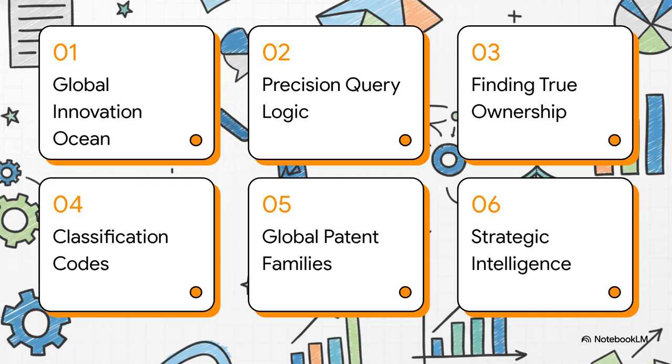Here's our roadmap for today. We'll start with the global innovation ocean, move into precision query construction, and then figure out finding true ownership. After that, we'll hit navigating with classification codes, decoding global patent families, and we'll wrap up the whole shebang with AI strategic intelligence. Let's dive in.